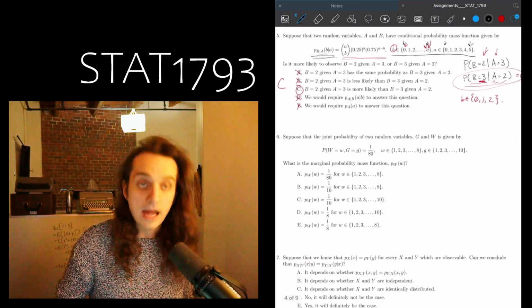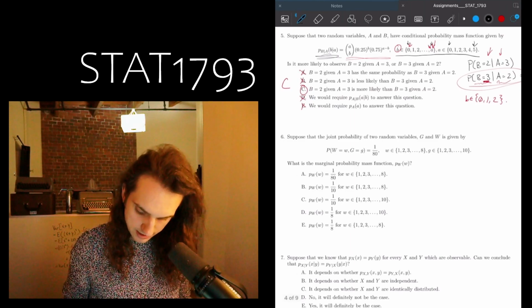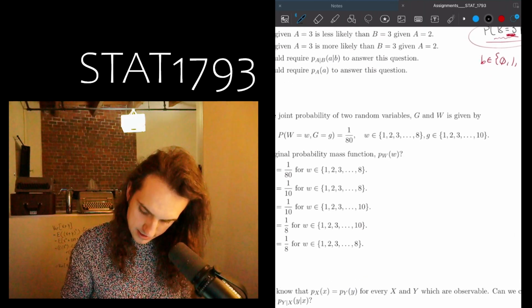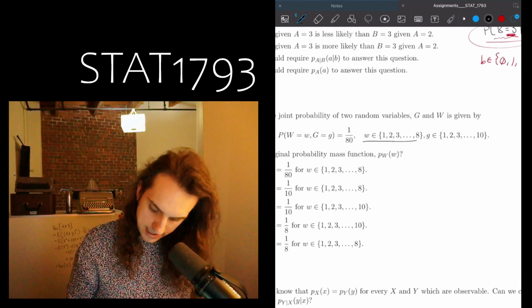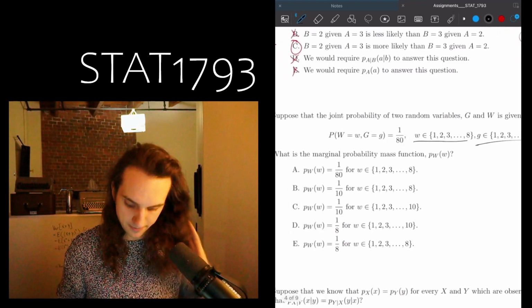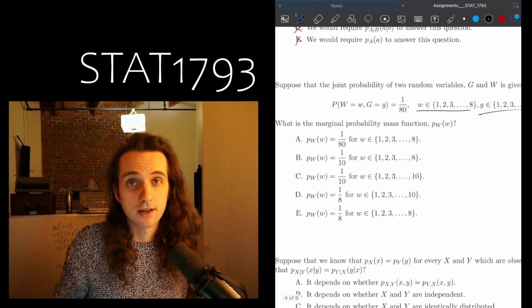All right, so now we're given this joint probability function. The joint probability of two random variables, g and w, is given by 1 over 80. And again, just looking at the range here, w is going to be from 1 through 8, g is going to be from 1 through 10. So they don't depend on each other there. That's nice to know. We're asked about the marginal probability mass function of w.